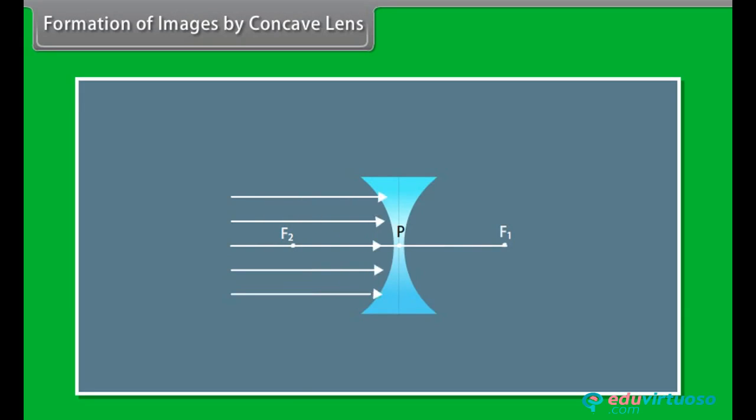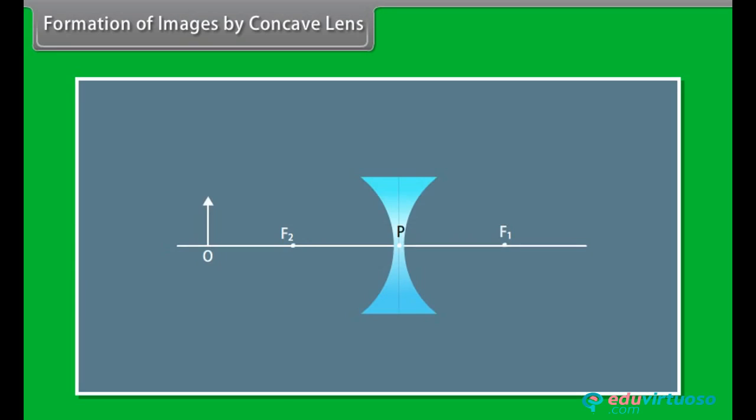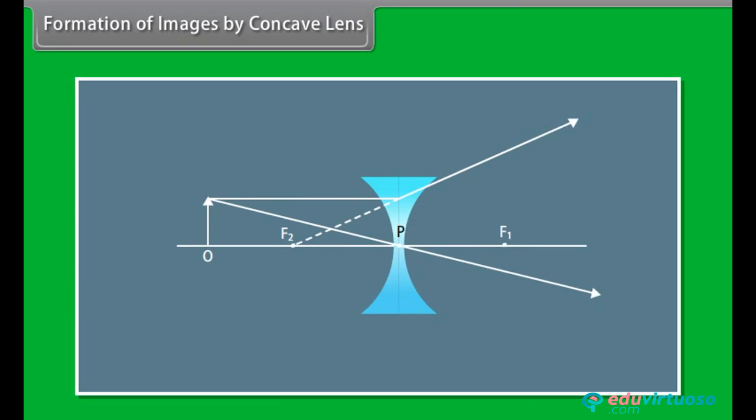Formation of images by concave lens. When the object is placed at infinity, then the image is formed at F on the same side. The nature of the image is virtual, erect, and diminished to a point. When the object is placed at any distance, then the image is formed on the same side between the optical center and F. The nature of the image is virtual, erect, and diminished.